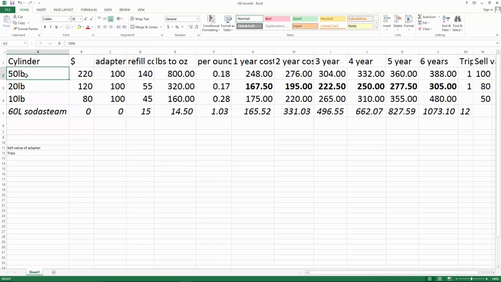Plus you don't want a huge tank in your kitchen. A 20 pound tank is kind of a good size. So this is the cost to acquire the tank. You can get it even cheaper if you go on Craigslist and look around, so you can even get the price down. The adapter is $100.